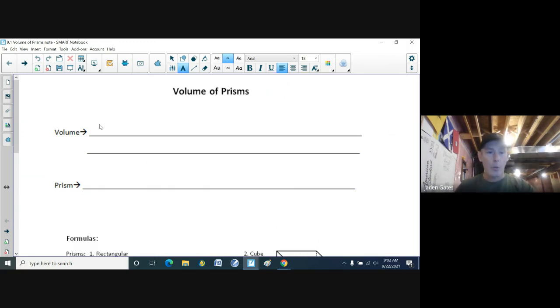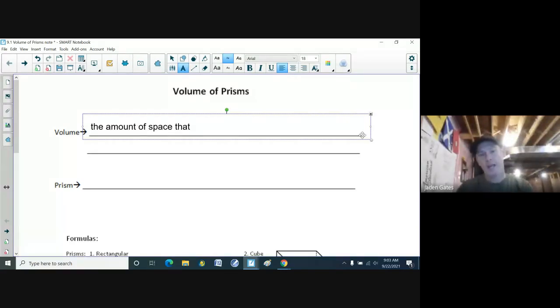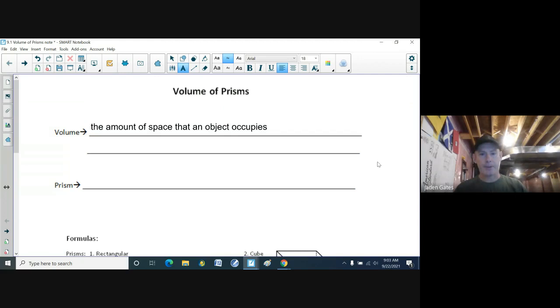Now, what is volume? Well, volume is the amount of space that an object occupies. It's the amount of space that an object takes up.